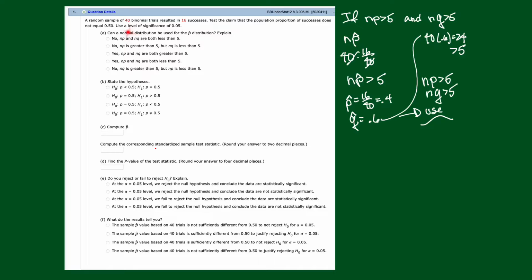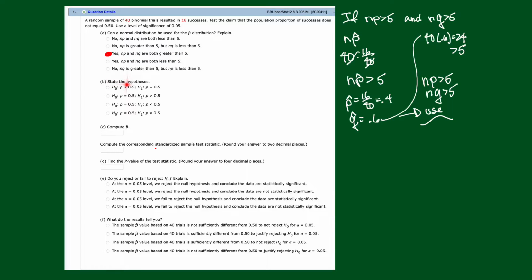So I do like that the problem started out by asking us if we meet the conditions. There's no sense in continuing the problem if the conditions aren't met. So we're going to select this item right here: Yes, np and nq are both greater than 5.